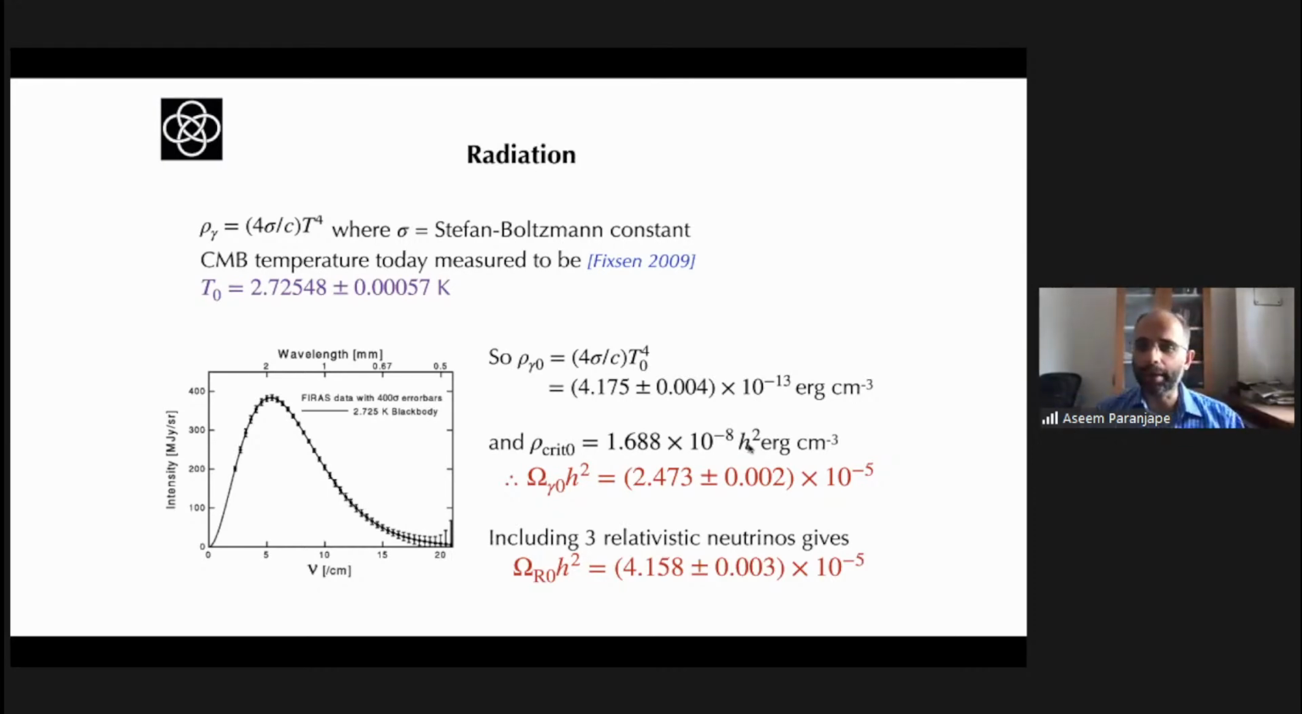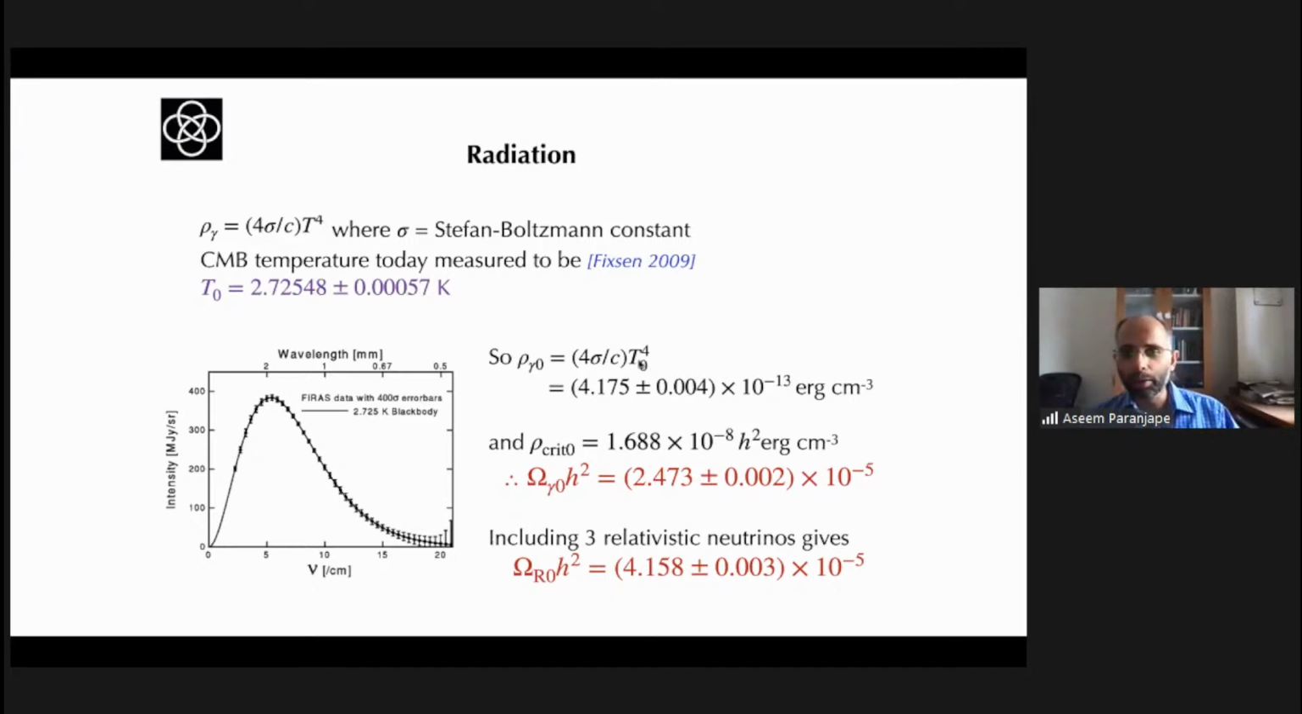Okay, so H naught is 100 h kilometers per second per megaparsec. So you leave the value of h like this, and then this number is essentially determined by Newton's constant and factors of pi, etc. The temperature of the CMB from the COBE FIRAS measurement is 2.72548 with this error bar.